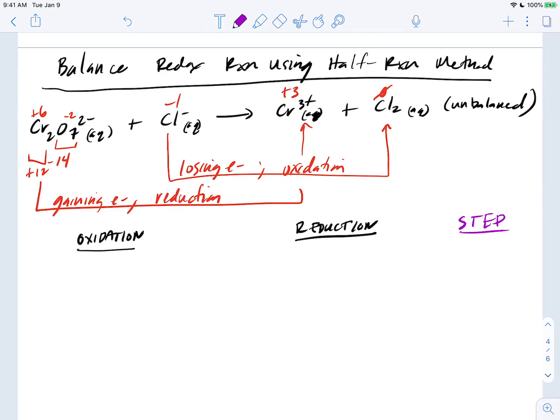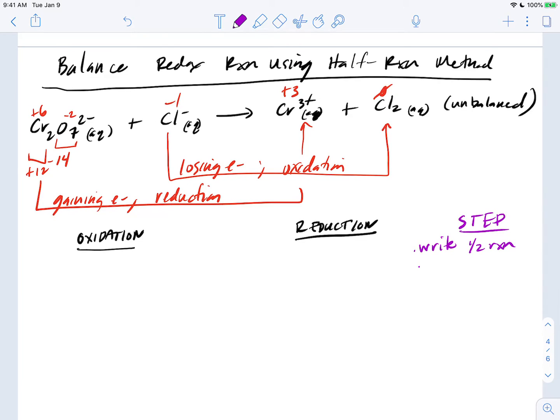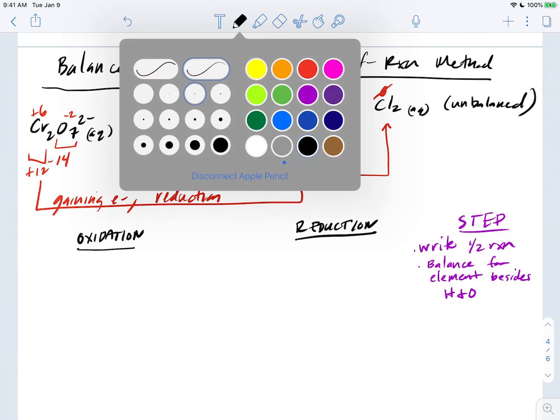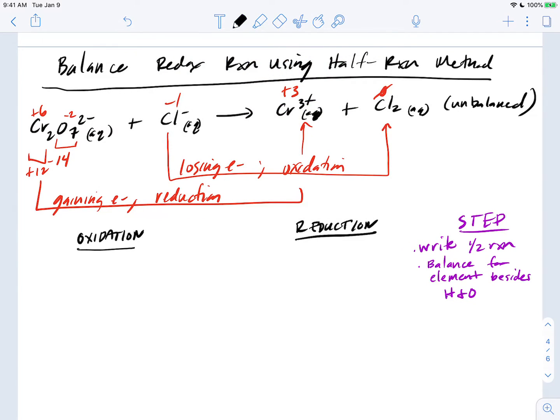So, write half reaction. That's the first thing. And then you want to balance for elements except for, I'll put besides, hydrogen and oxygen. So for oxidation, that's going to be chlorine. So we just put Cl minus goes to Cl2. Now I'm going to drop the aqueous and all of these, and I'll put them back at the end, just to save time, because we're going to be rewriting some of these steps.